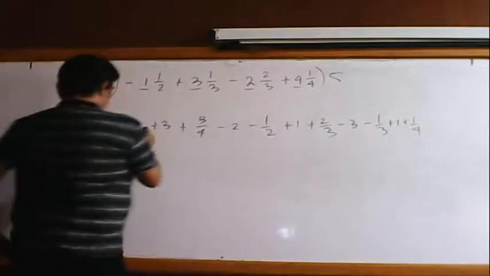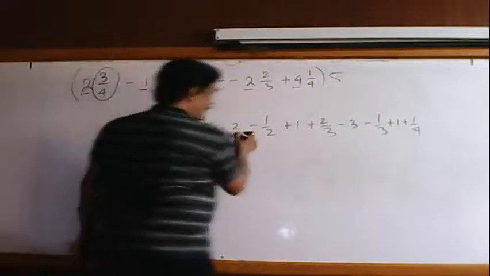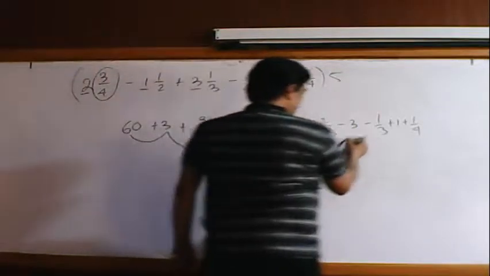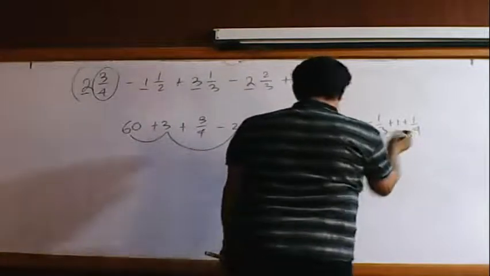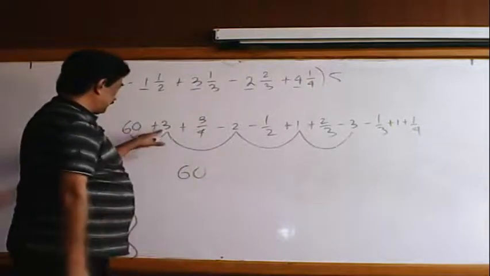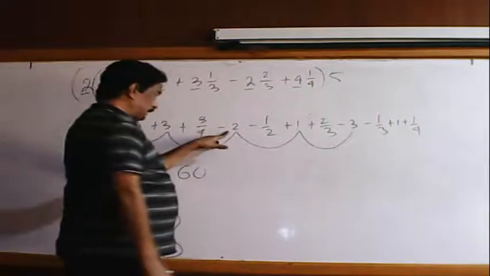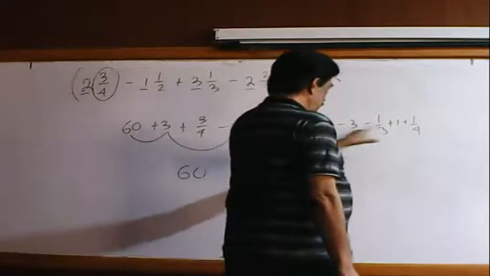Now observe: 63 minus 2, 61 plus 1, 62 minus 3, 59. 59 plus 1, 60. Again 60 plus 3, 63 minus 2, 61 plus 1, 62. 62 minus 3, 59, 60.